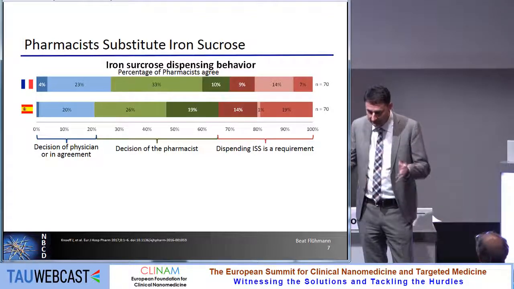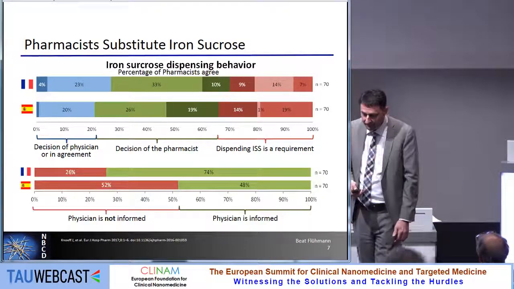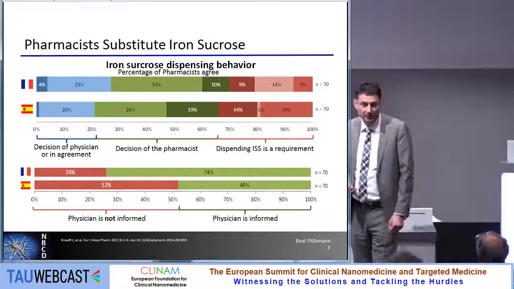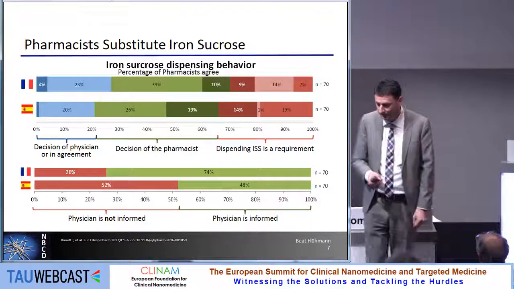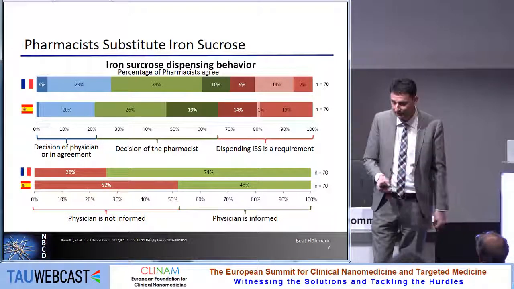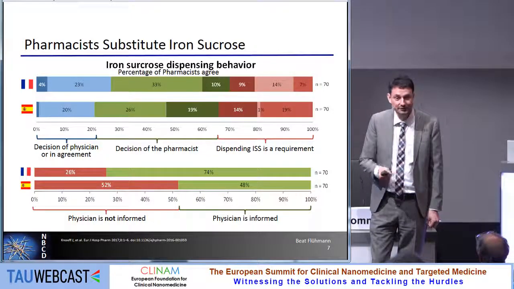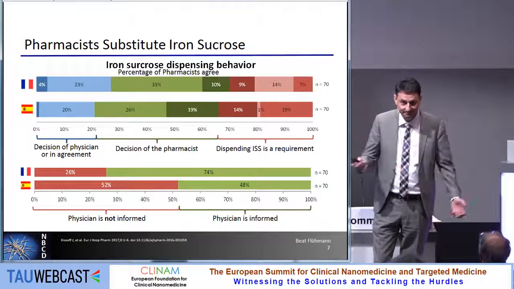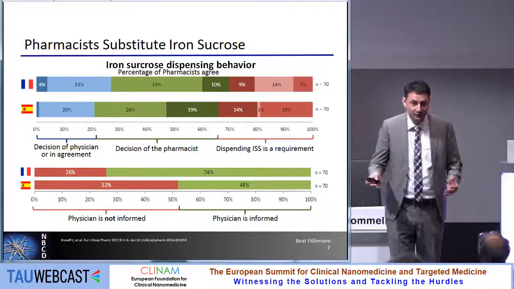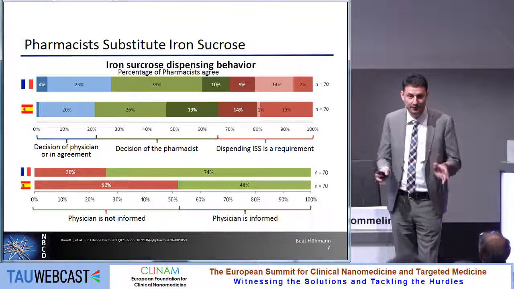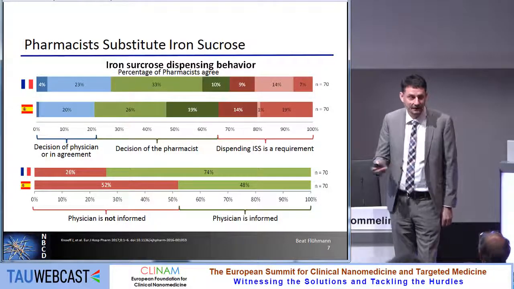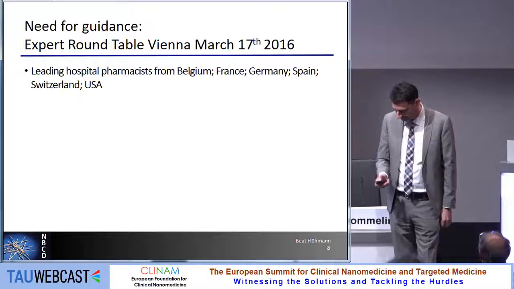So, and we asked them, if you take the decision, pharmacists, do you inform the physician, the treating physician? And this was for me the most shocking result. 50% in Spain did not inform even the doctor that they switched the product. So doctors don't know with what they treat the patient. With drugs, we know they make a difference to the patient and the outcome of the treatment.